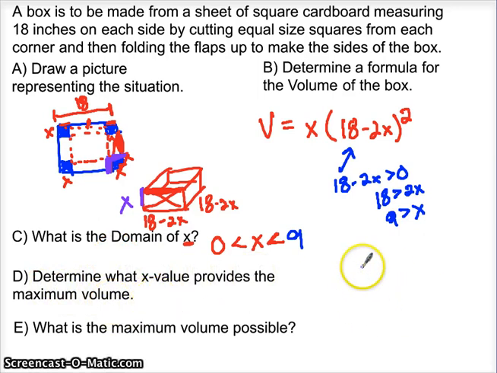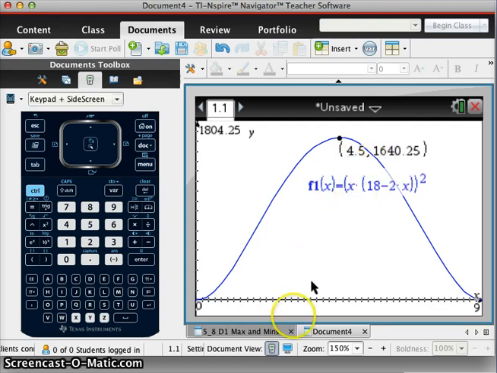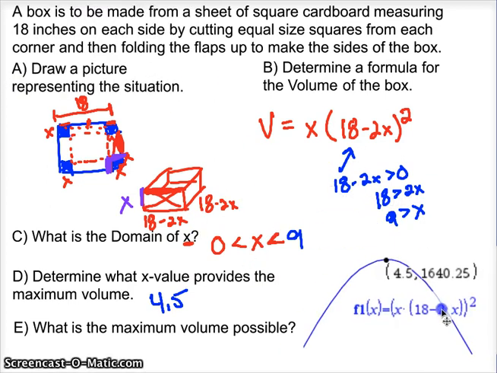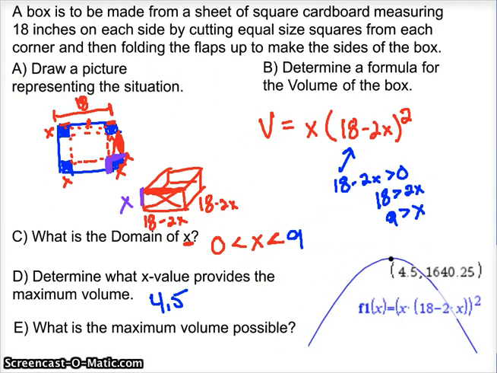So let's determine what x value provides the maximum volume. From the looks of our graph, that was at 4.5. And what is the maximum volume? Now that's the output, right? Volume was our function. Once we figured that out, we know that the maximum volume is 1,640.25, and we are dealing in inches, so inches cubed. Again, 4.5 inches is what we're going to cut out of the edges of the box.